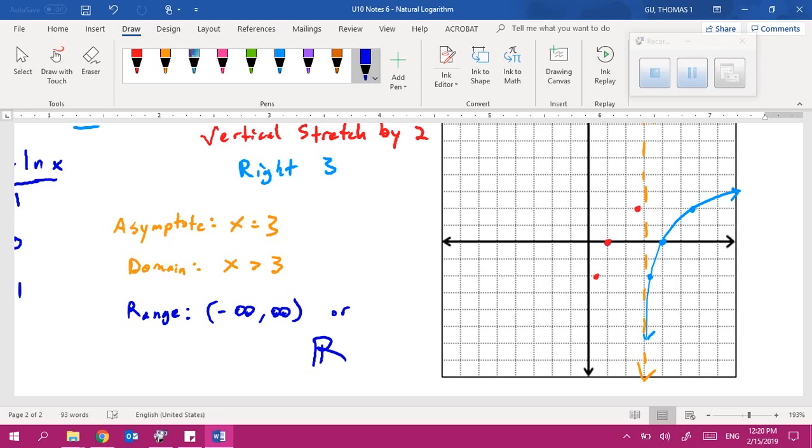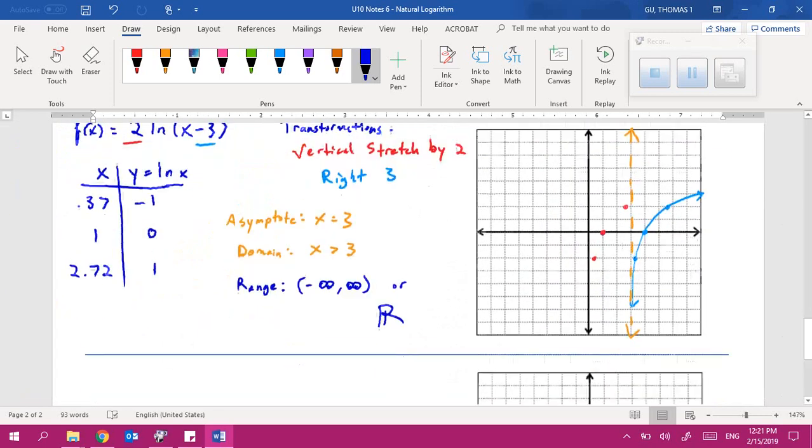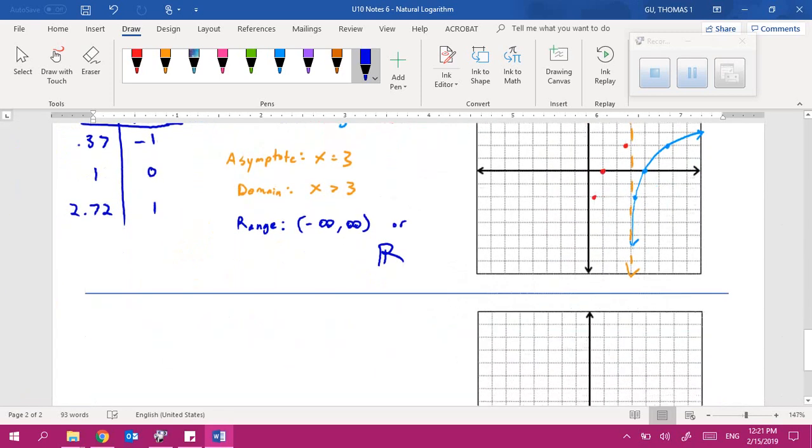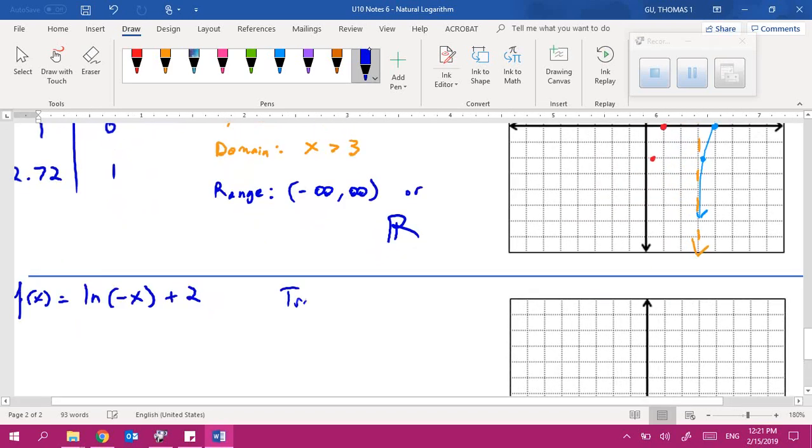And now we're going to do one last transformation example. Last function is going to be f of x equals ln of negative x plus 2. Alright, so let's write the transformations down in order, because it matters what order you do them in.